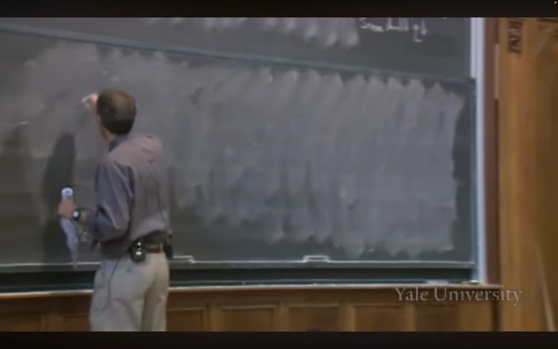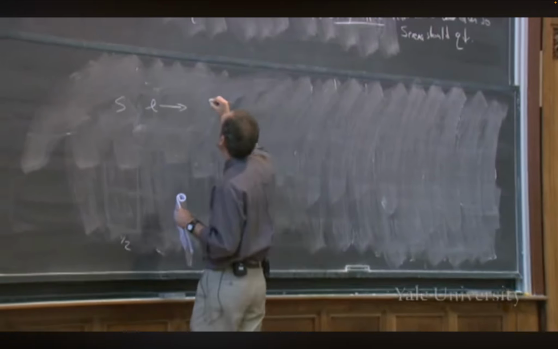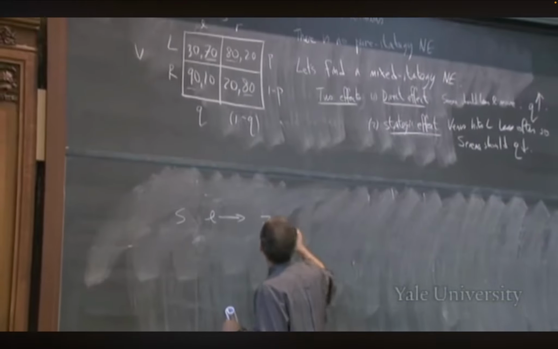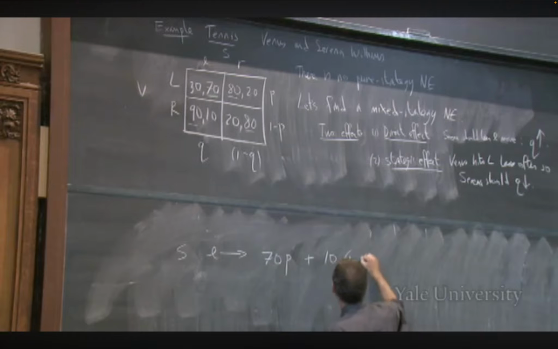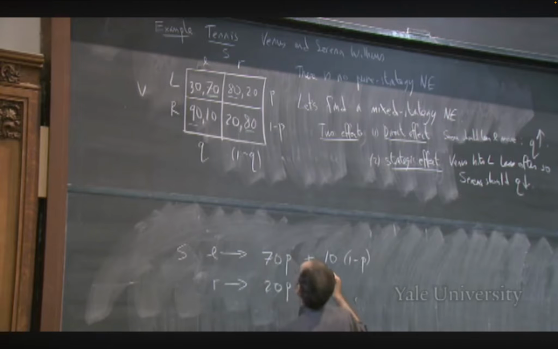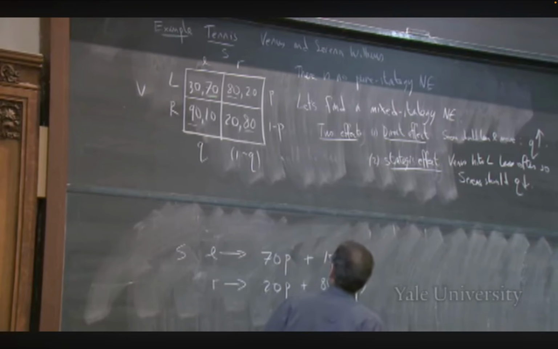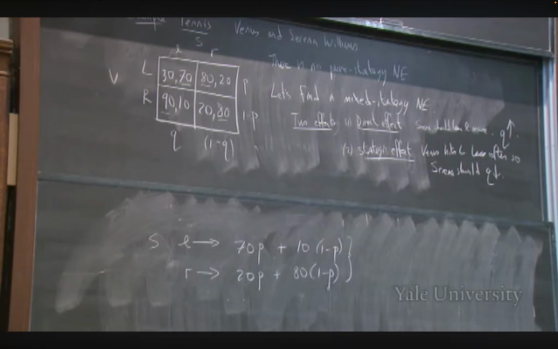All right? So if Serena chooses left, her payoff is, and I'll read it off quickly this time, 70p plus 10(1 minus p). And if Serena chooses right, her payoff is 20p plus 80(1 minus p). And I'm just praying that the TAs are going to catch me if I make a mistake here. And I know these have to be equal, because I know that, in fact, Serena is mixing. So I know these must be equal.